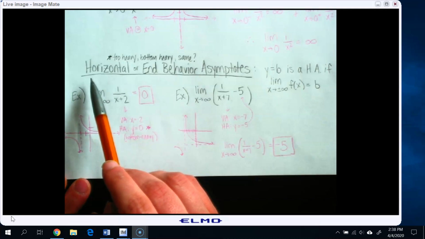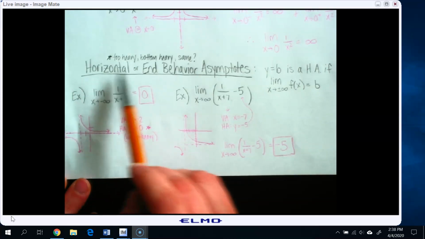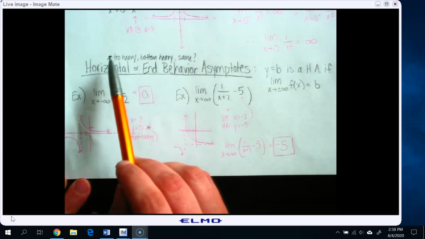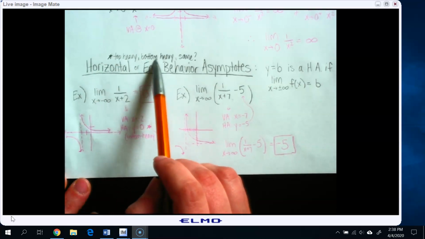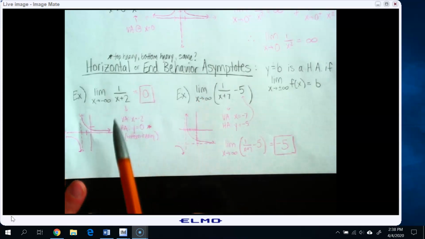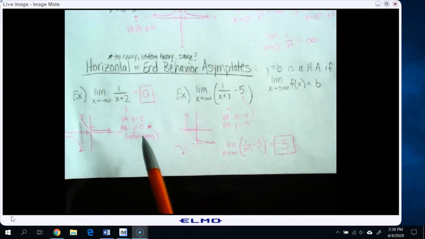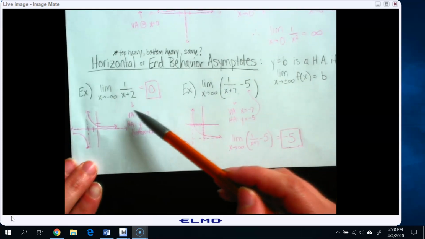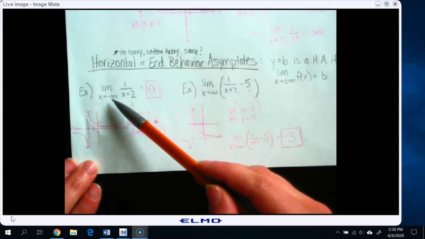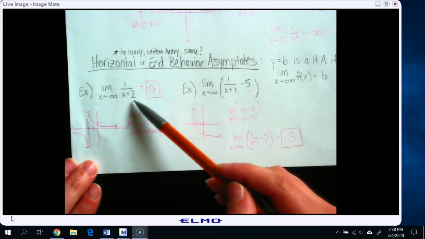Remember, with rational functions, we can always identify the horizontal or end behavior asymptotes by figuring out if they're top-heavy, bottom-heavy, or the same. That's referencing the degree in the top and the degree in the bottom, so the highest exponent. In this first example, the limit as x approaches negative infinity of 1 divided by x plus 2.